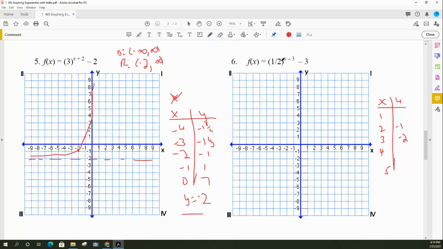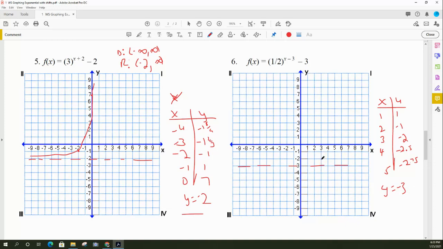Plug in 1, you get -2. So 1/2 to the negative second is 4. 4 minus 3 is +1. Plug in 4. You get 1/2 minus 3 is -2.5. Plug in 5. You get 1/4 minus 3 is -2.75. Got a horizontal asymptote at -3. That's y equals -3.